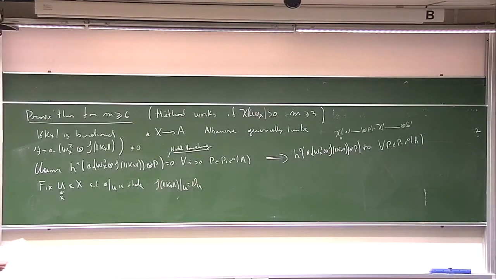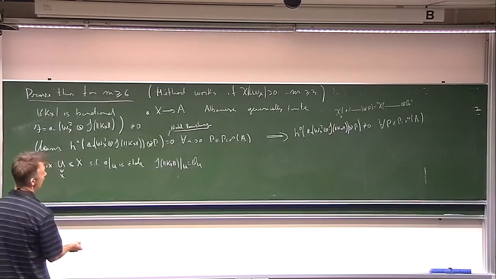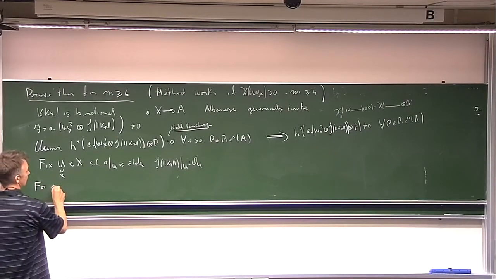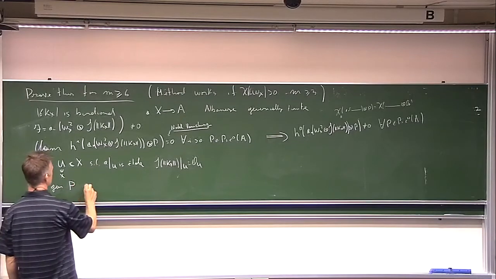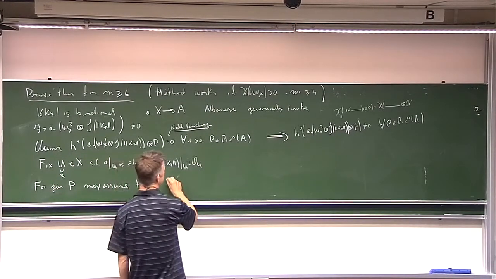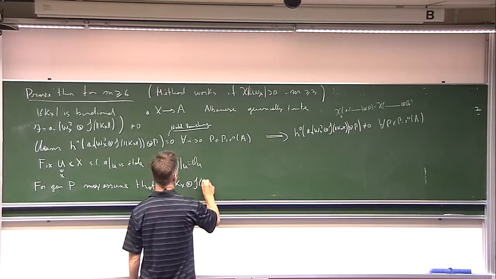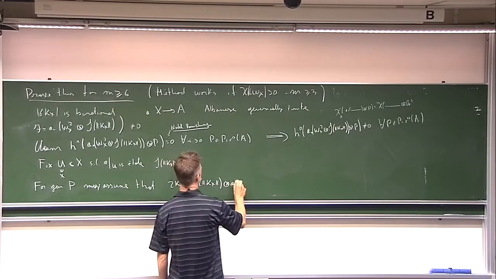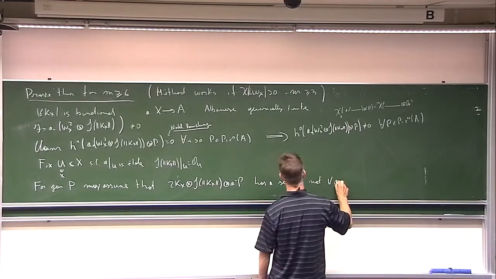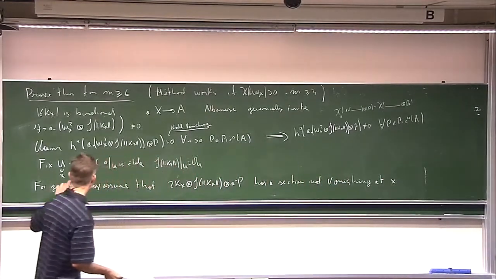Okay, so I would like to say, so for general P, I may assume that 2K_X tensor this multiplier ideal sheaf tensor P has a section not vanishing at x. Okay, so I need to be slightly more precise about the open subset.